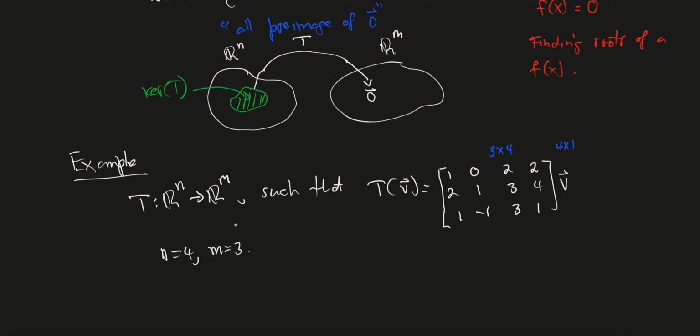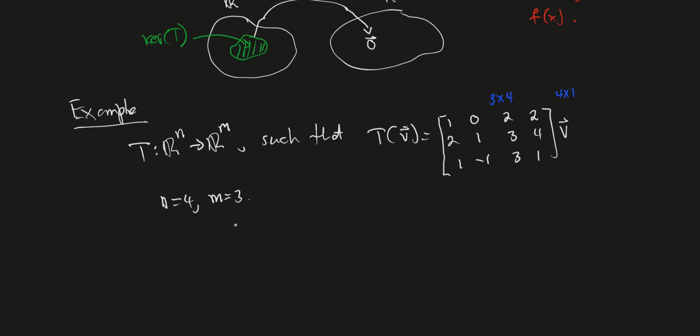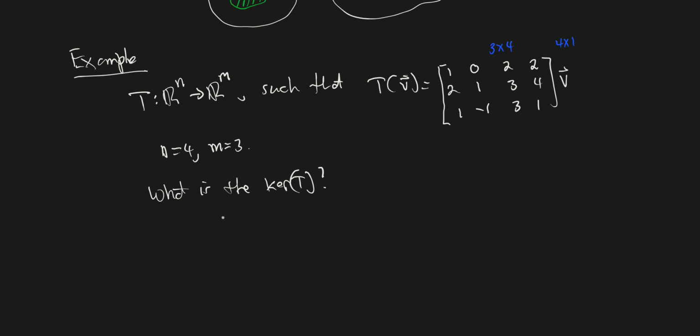All right. So let's see if we can answer this question. What is the kernel of this transformation? What we're asking for now is all the vectors in R4 that, when I multiply them by this 3 by 4 matrix, I am going to get the 0 vector in R3. All right, so let's do that.